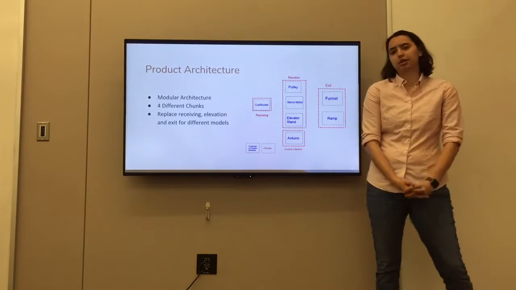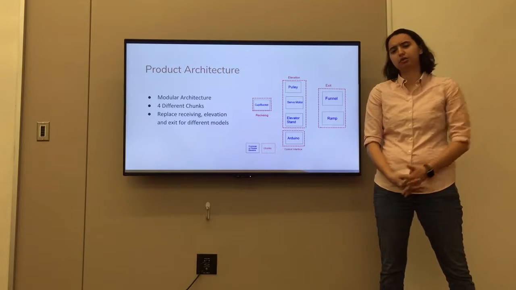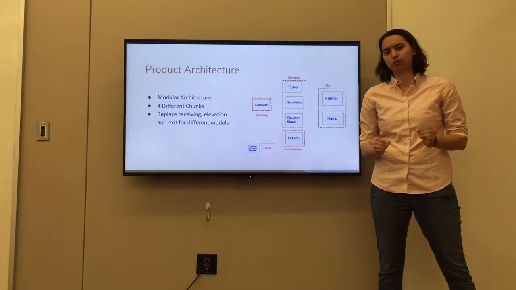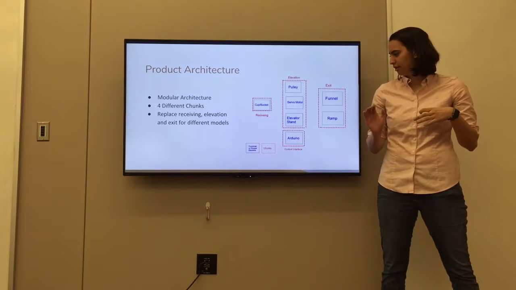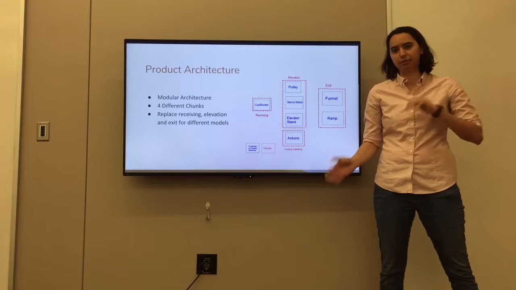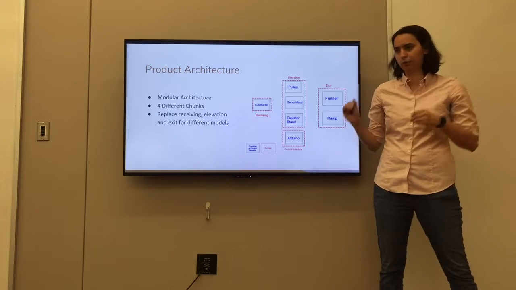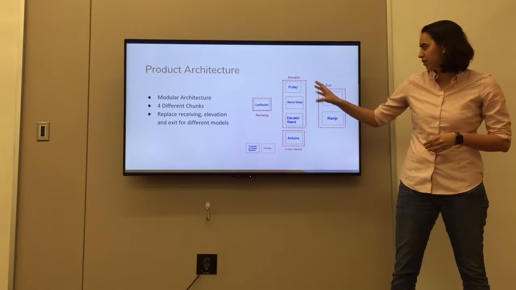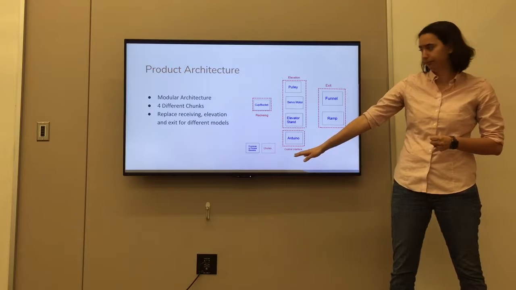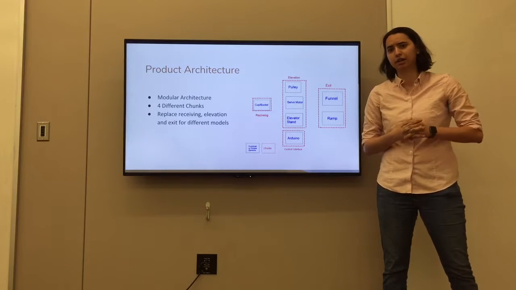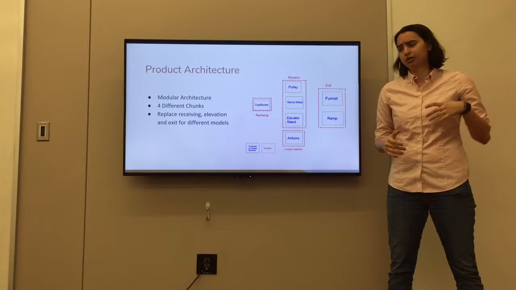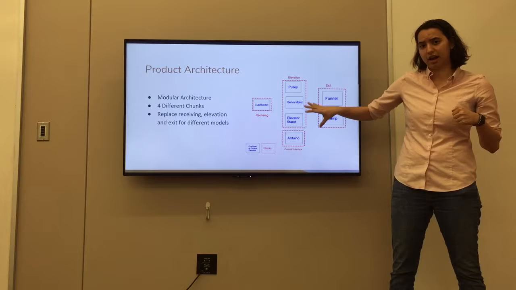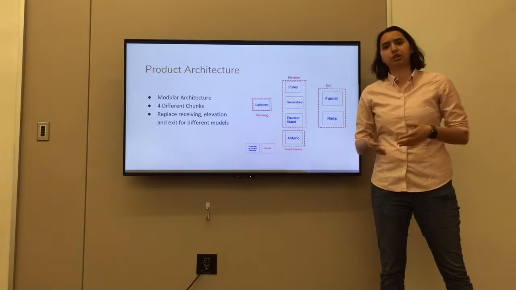So for the product architecture, our product has a modular architecture. Each chunk only does one or two operations, and they're not very dependent on each other except for the one before it. So here are the four different chunks we have: receiving, elevation, exit, and control interface with the Arduino. Because of the modular architecture, it would be very easy to replace any one of these chunks with another design to create a new version of the product.